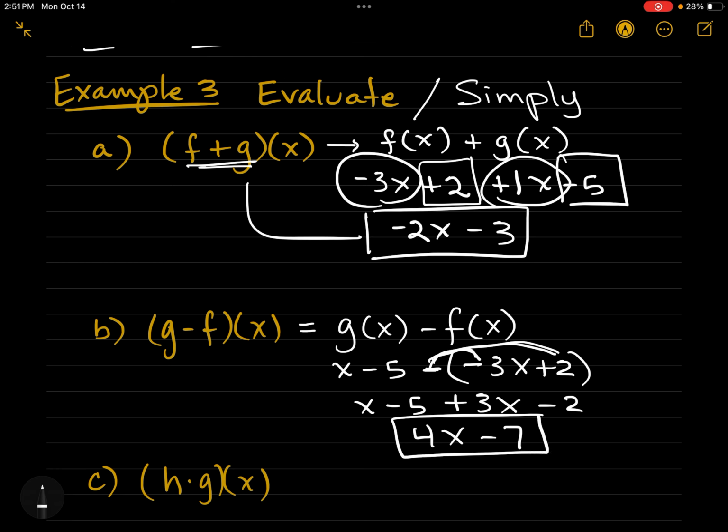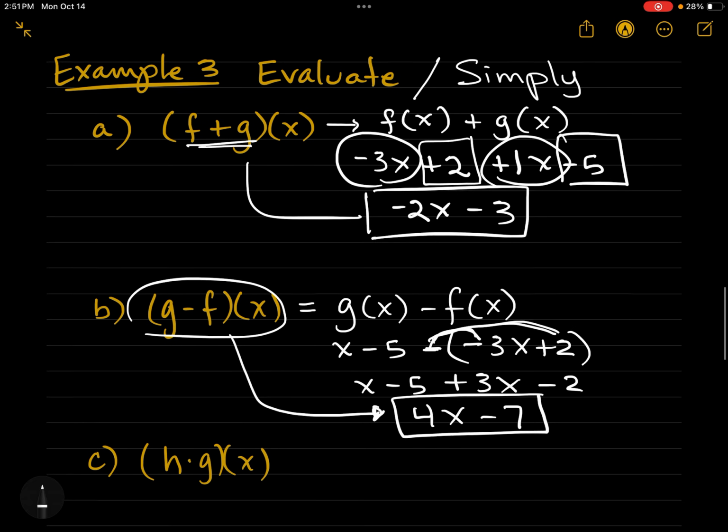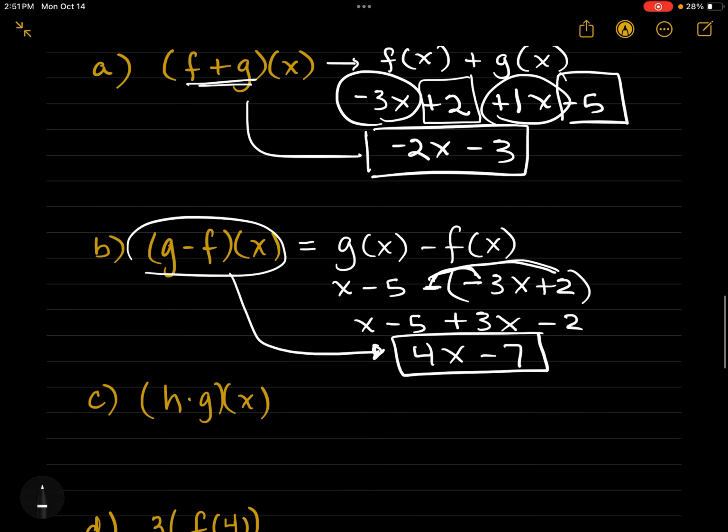And remember, when things go too fast on the video, just pause, go back if you need to. So g minus f of x equals 4x minus 7.